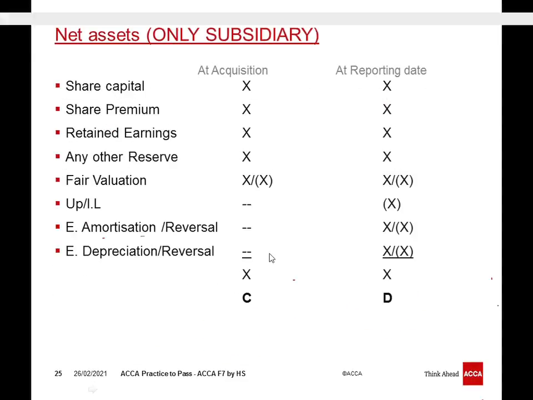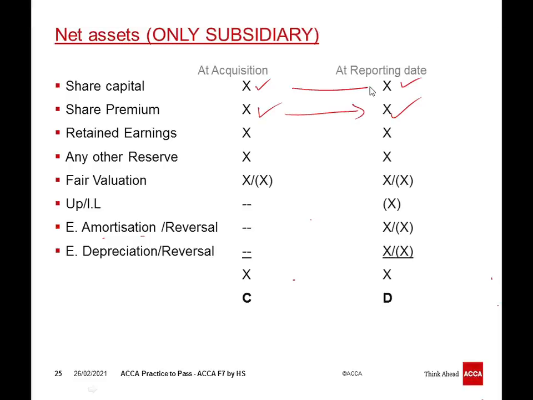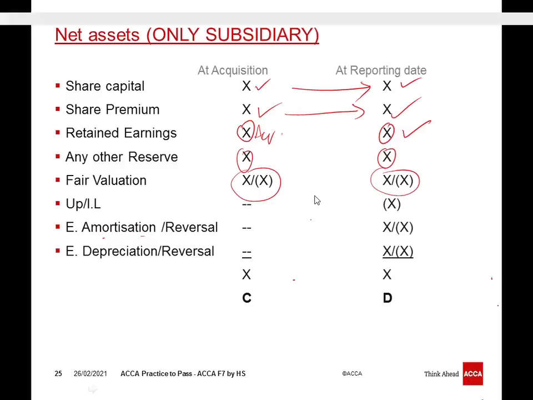So next, this is usually the format that we use for the calculations of net assets at acquisition and at reporting date. Share capital, share capital, share premium, share premium. These two figures will remain the same at your level. Retained earnings at acquisition and reporting will be different. Other reserves, if given to you, and fair valuation adjustments at acquisition and at reporting date. Unrealized profit and impairment loss.